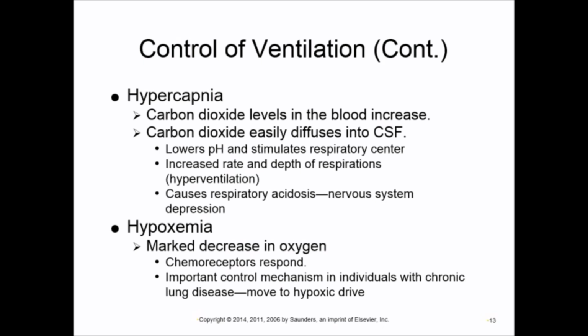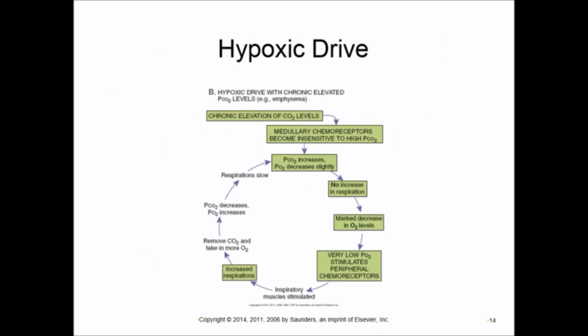Hypercapnia. What's hypercapnia? More CO2, increased carbon dioxide level in the blood. What's hypoxemia or hypoxia? Low level of oxygen in the blood. Okay, and it usually goes like this: hypercapnia, hypoxemia, hypocapnia, hyperoxemia. So they always go against each other, because when you increase your respiration, you get rid of carbon dioxide, and you get more oxygen, and vice versa. This is called the hypoxic drive.